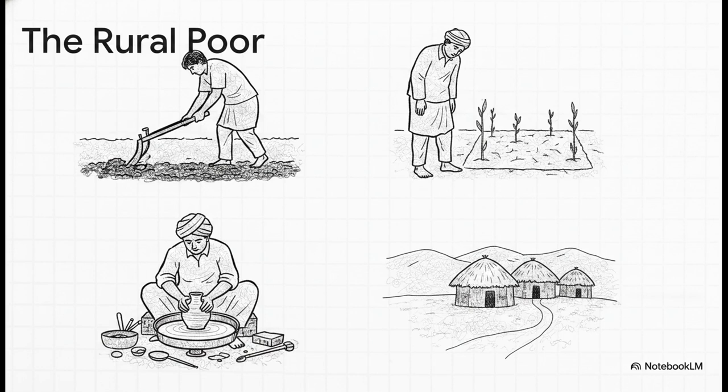Well, the source gives us a very clear profile. They are landless agricultural workers who have to toil on other people's property. They're small and marginal farmers desperately trying to survive on totally inadequate plots of land. They're rural artisans, think weavers, potters, blacksmiths, whose traditional trades are really struggling to compete. And they are largely made up of backward classes and backward tribes.